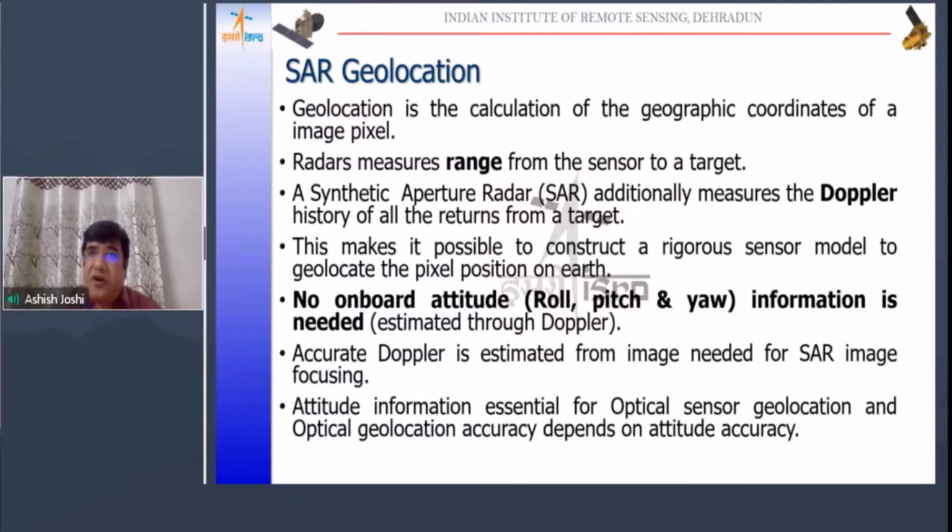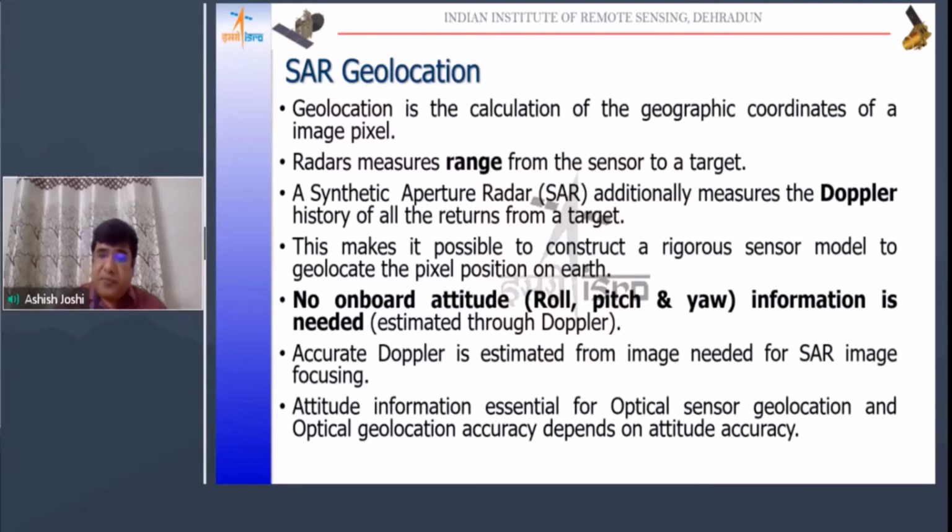So mainly for the optical sensors, attitude information is needed, and the optical geolocation accuracy mainly depends upon the roll, pitch, yaw accuracy. What is the accuracy of our IMU? That means, what is the roll, pitch accuracy of the optical sensor? But in SAR, we are not dependent on the accuracy of the roll, pitch, yaw while geolocating a SAR pixel.